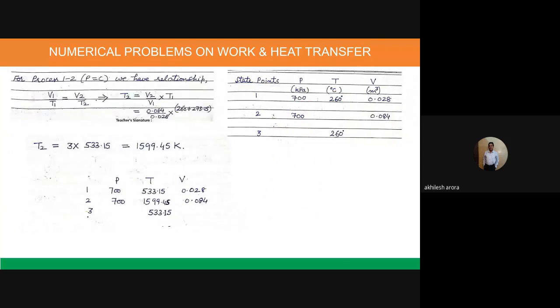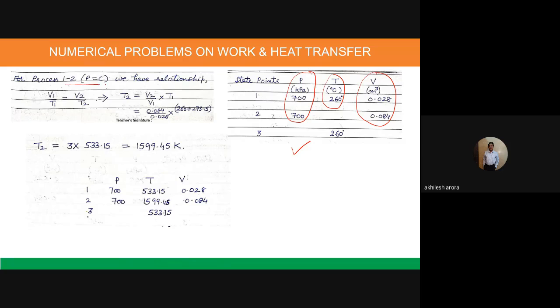So let us see it here. Once again, this table is shown here so that you don't lose track of the question. Now the first process, as you can see, is a constant pressure process here. Okay, and we are given the temperature and the volume.